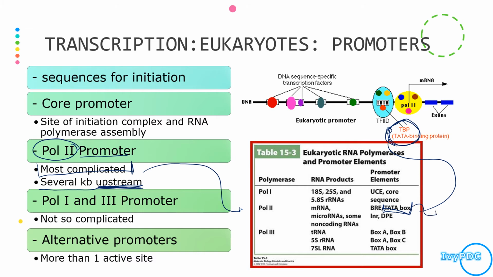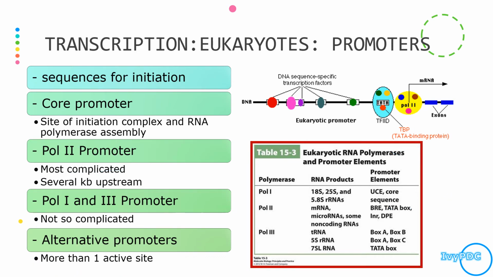The TATA box is also the counterpart of the Pribnow box in bacteria. The promoters for polymerase 1 and polymerase 3 are not as complicated as the promoter for polymerase 2. In addition to the promoters in eukaryotes are the alternative promoters. These types of promoters allow more than one active site. So these are the promoters that allow multiple transcription processes happening in a single DNA strand.